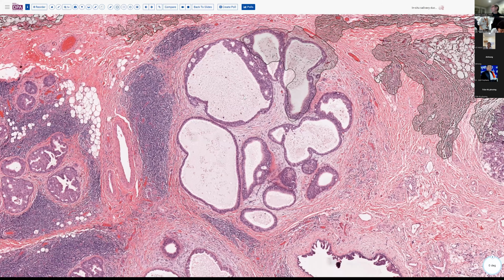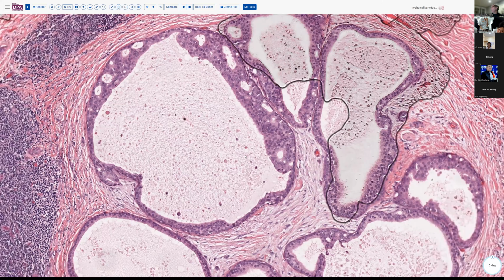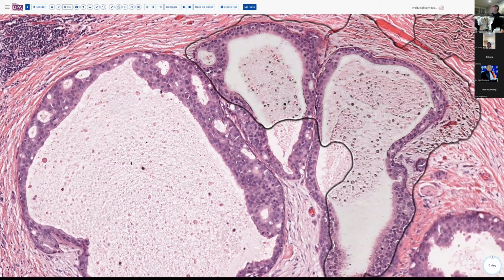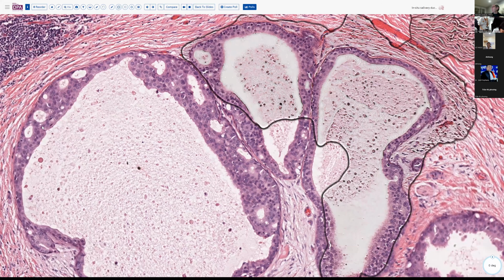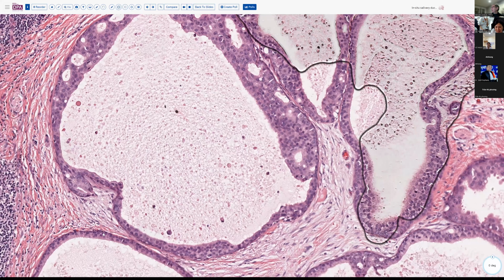So as we come into higher magnification, I think you'll see that this looks a lot like mammary carcinomas. We have mildly pleomorphic nuclei. We have a cribriform pattern architecture. We have some necrotic debris in the lumen.